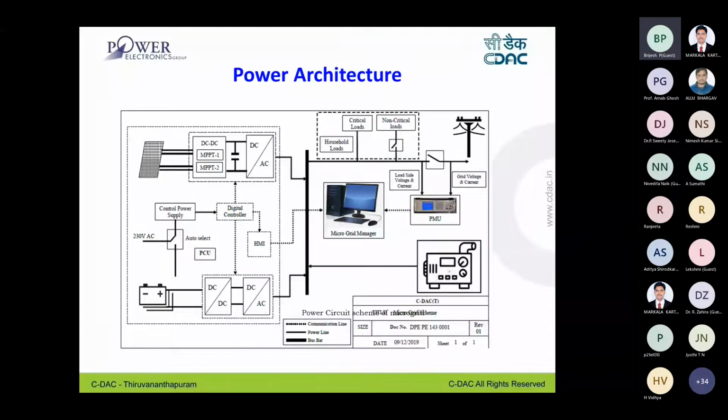The power architecture selected is what you can see here. For interfacing the solar, we have two DC-DC converters, and interfacing the battery, we have a separate DC-DC converter. And the DC-AC inverter is a single unit. And our digital controller is controlling all these activities.